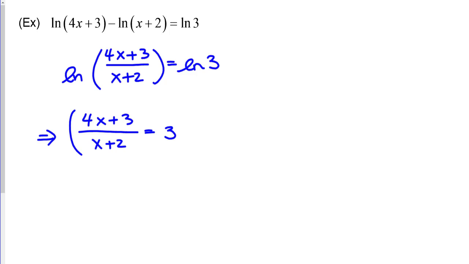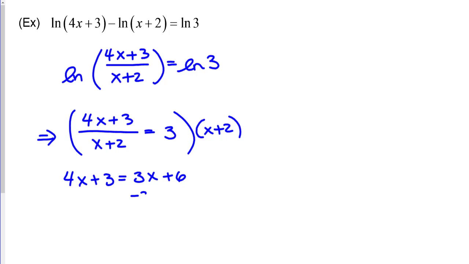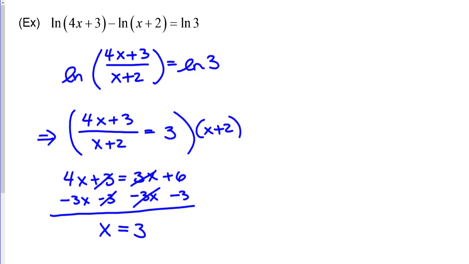The next step that I need to do is multiply both sides by the denominator x plus 2. So 4x plus 3 equals 3x plus 6. I went ahead and multiplied the 3 into those parentheses. And this is a linear equation, so I just need to get x by itself. So I'll subtract 3x from both sides. That's going to cancel that out. And then I'll subtract 3 from both sides. That's going to cancel that out. So 4x minus 3x is x. 6 minus 3 is 3.